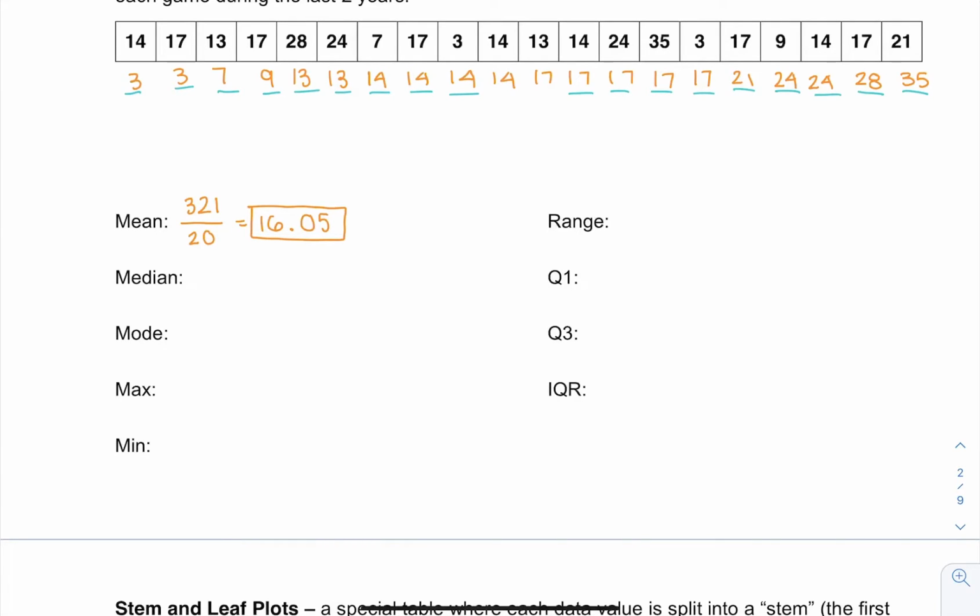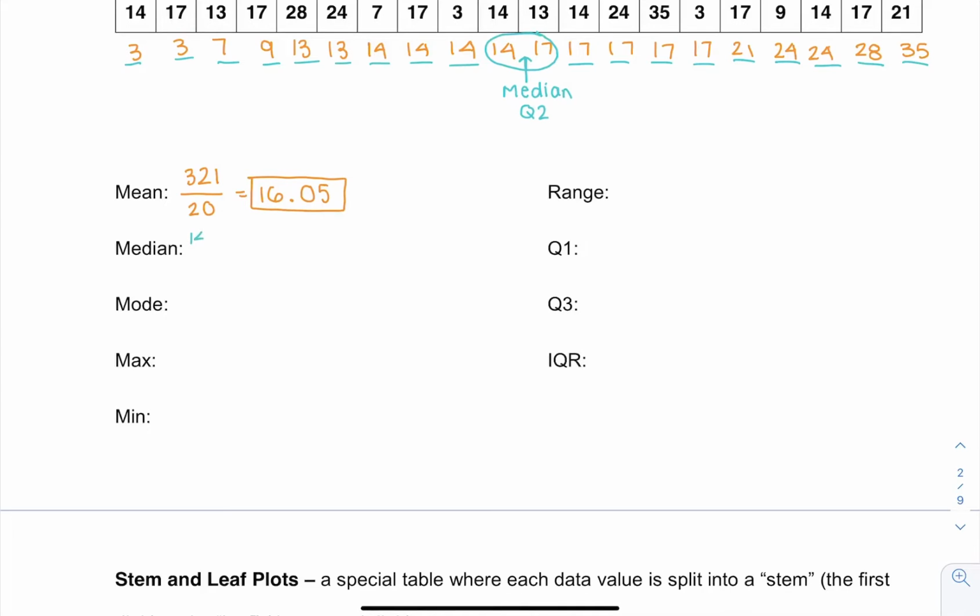And now notice I end up with two numbers here. So if you end up with two numbers in the middle, what you have to do is find the median between them. So our median, again, is kind of like our Q2. What I would do to find them is find the average between 14 and 17. So I'd take 14 plus 17, and I would divide by 2, and I would find out my median is 15.5.